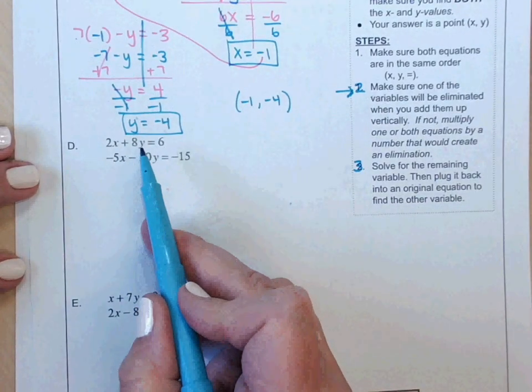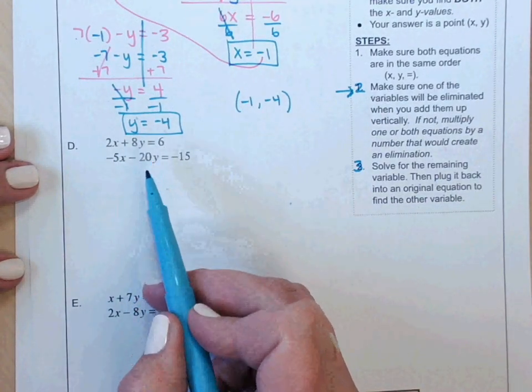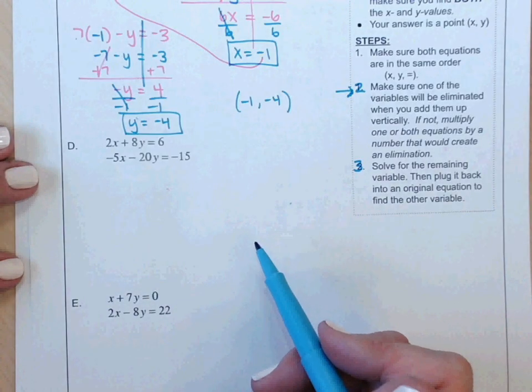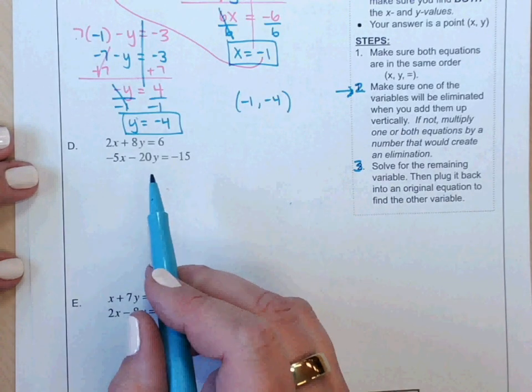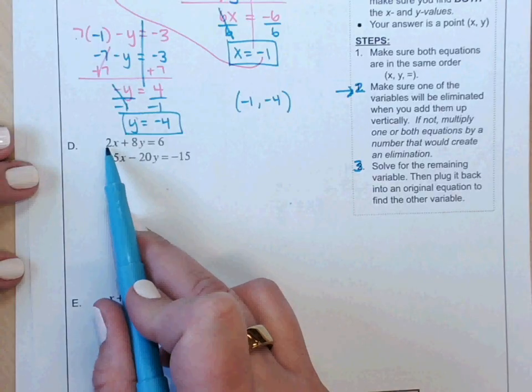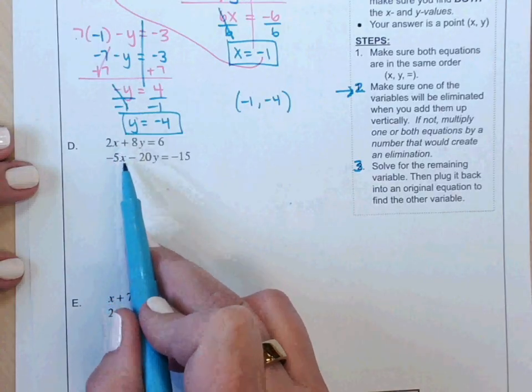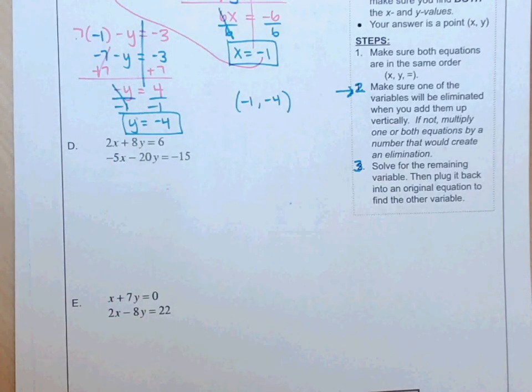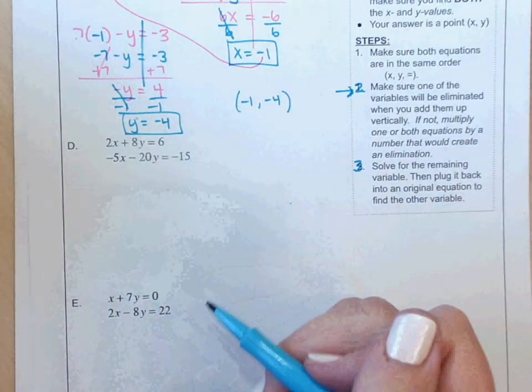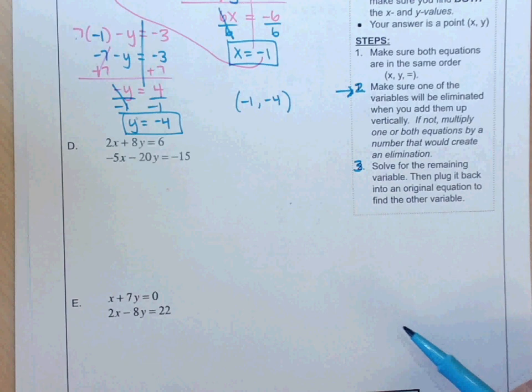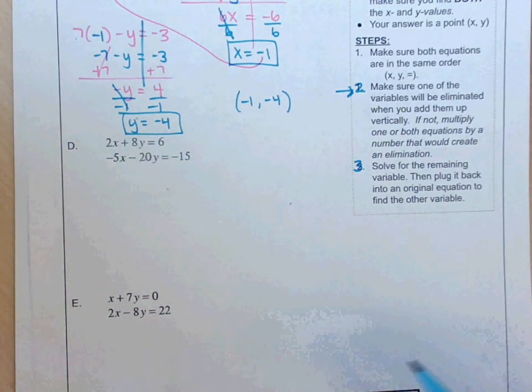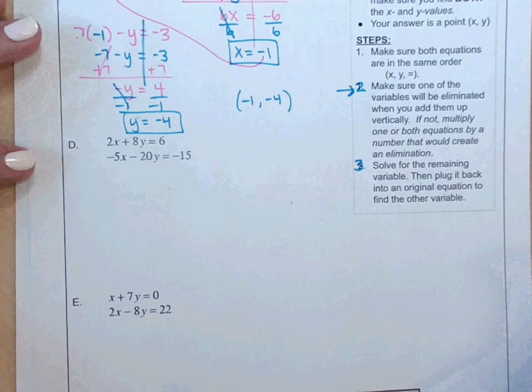Ask yourself, what could we do to make one of these variables disappear? In this case, there's not a number that I could multiply one or both of these equations by, so I'm going to be a little careful. And again, I get it if this isn't making sense yet, but the more we do and after we get done with them, that's when you're like, oh, okay.